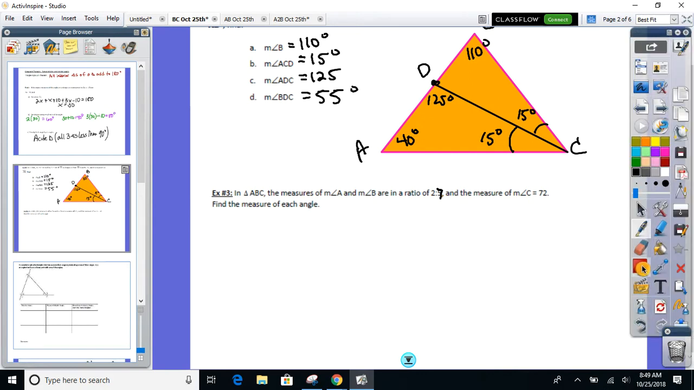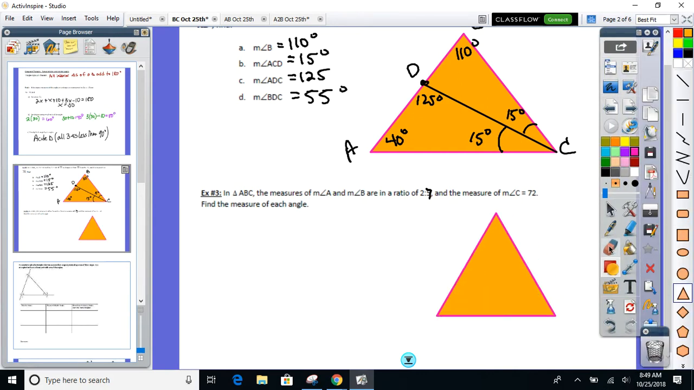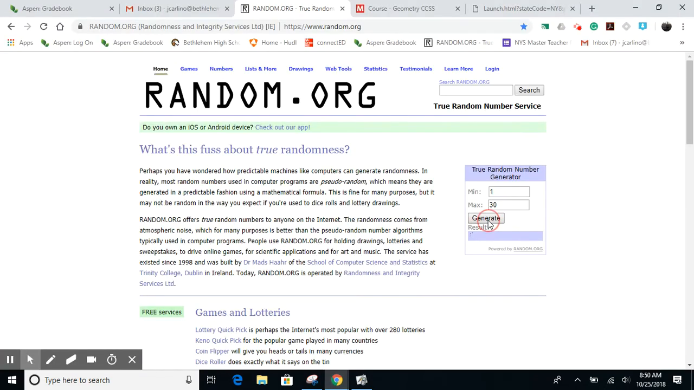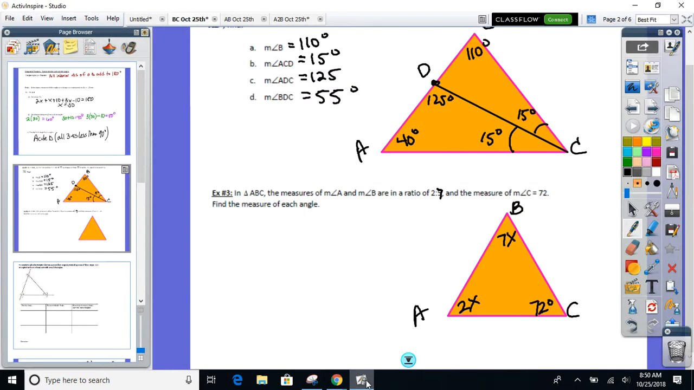So I have triangle ABC. Angle C is 72. We've done a couple of these so far this year. What have we been doing if we have anything that's in a ratio? Putting x with them. So 2x will be angle A, angle B, 7x. Equation for me to solve so I can find x. Here you go, equation for me to solve to find x.